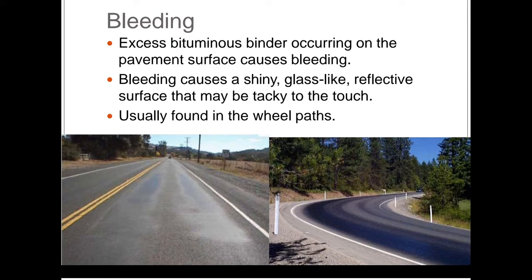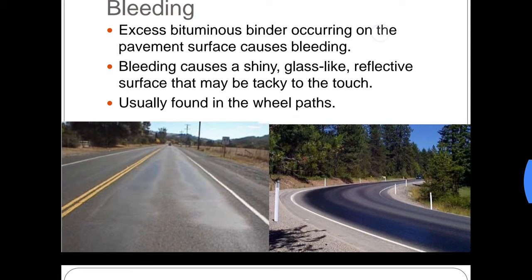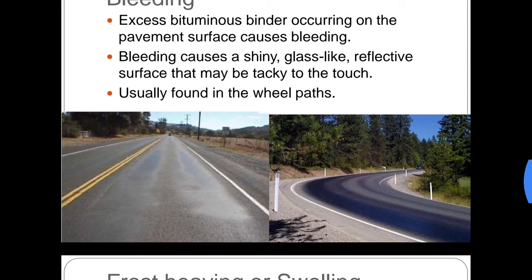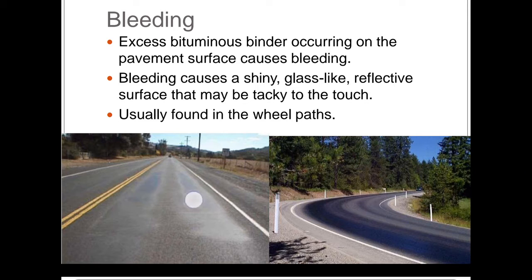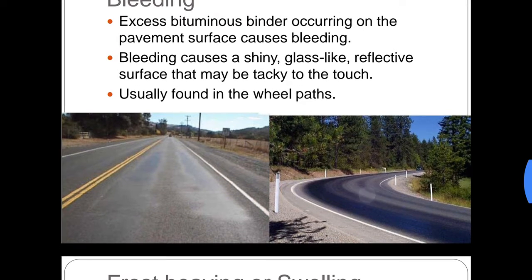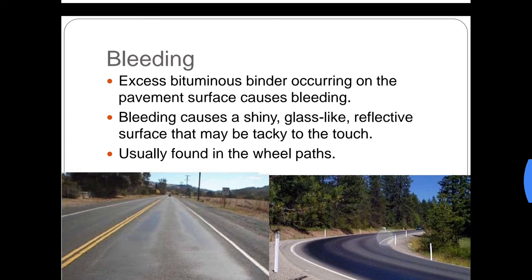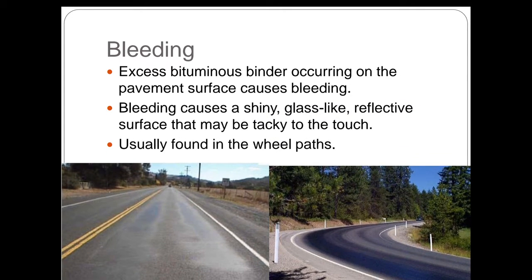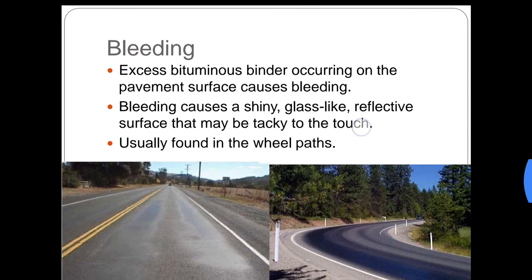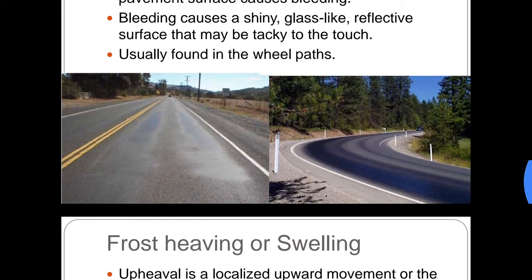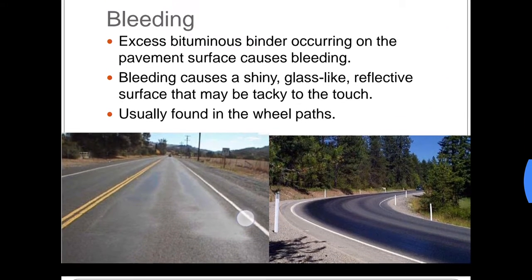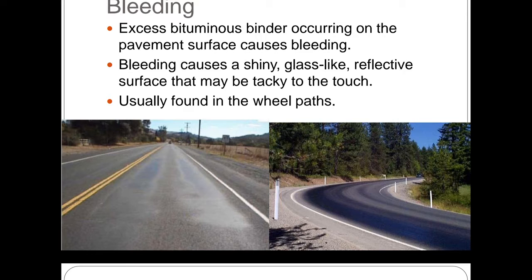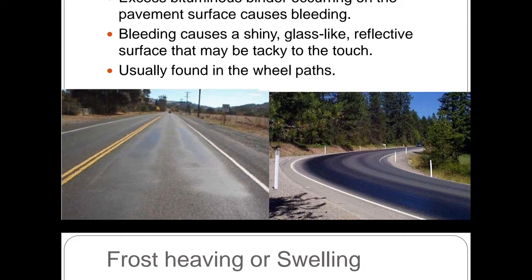Then we have bleeding. The excess bituminous binder occurring on the pavement surface causes bleeding. If there is an excess of bitumen being used, then there are chances that it comes to the top of the pavement and gets accumulated there. This is known as bleeding. Bleeding causes a shiny glass-like reflective surface that may be tacky to touch, usually found in the wheel paths. Because along the wheel paths the loads will act, and due to loads acting on that path, there is a chance of oozing up of the bitumen, which causes bleeding.